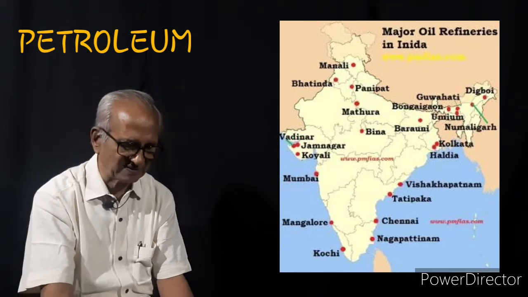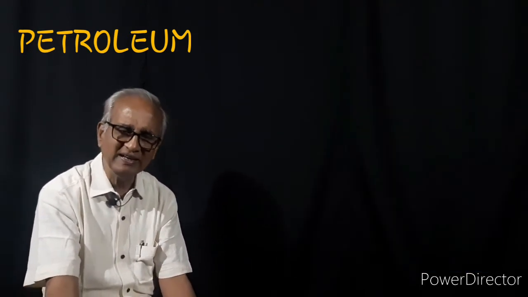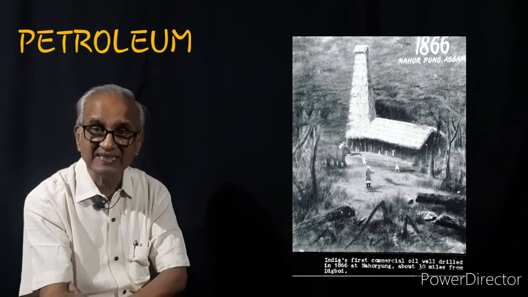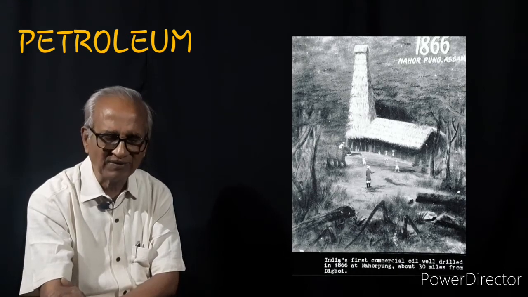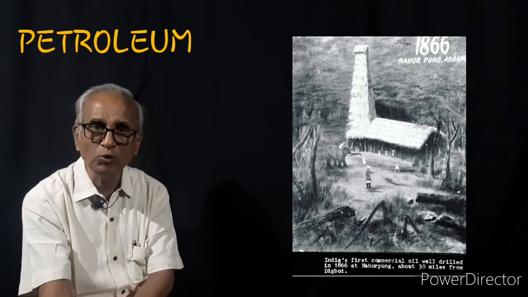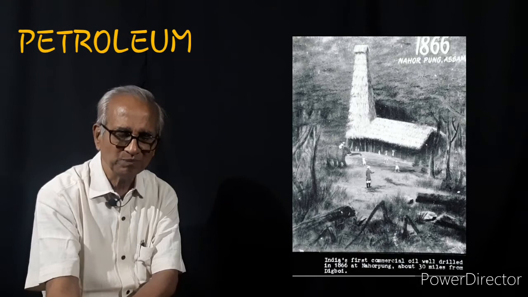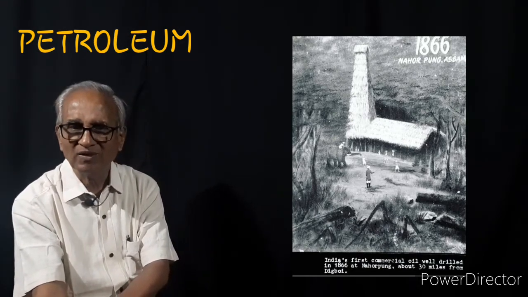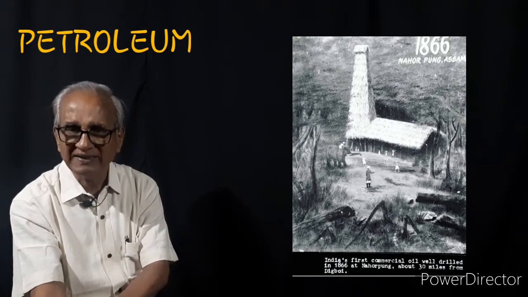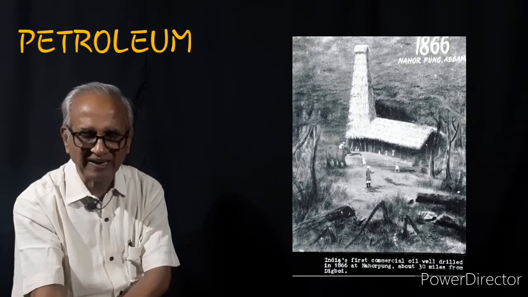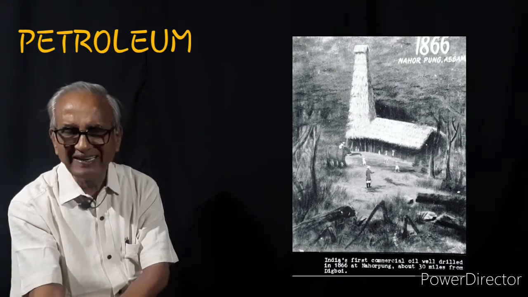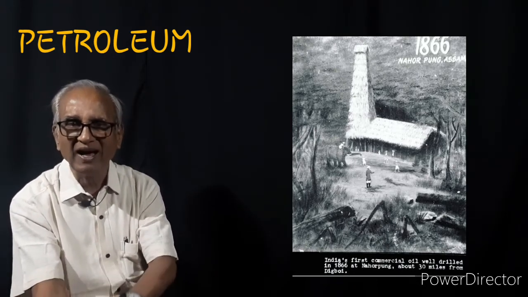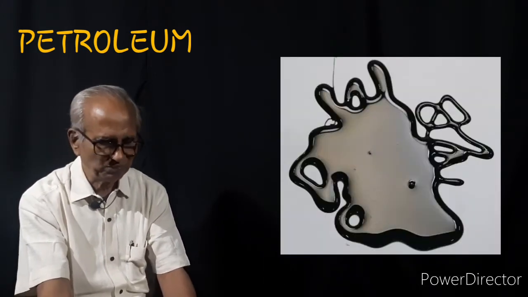The first oil well in India we had in 1867. 1867, the place was Makum in Assam. In 1859, the first oil well was dug in Pennsylvania. Just 8 years after that, we had an oil well of our own in Assam, Makum.